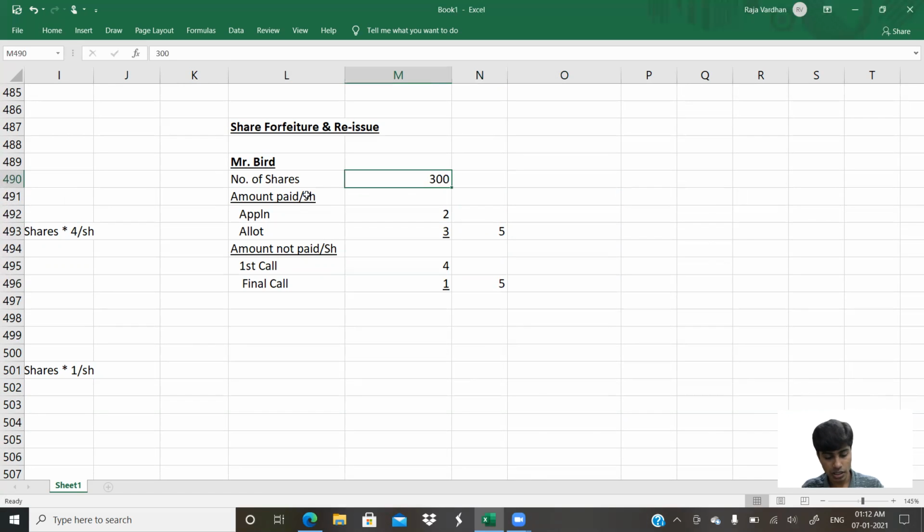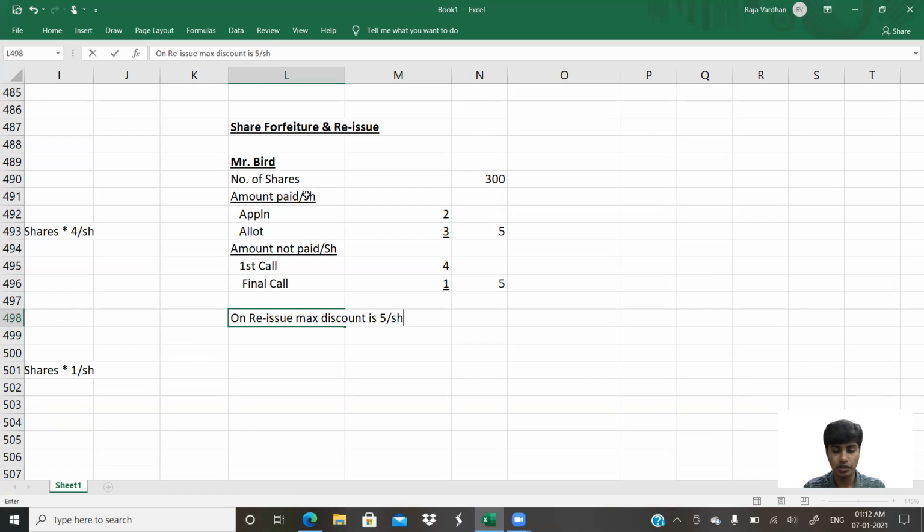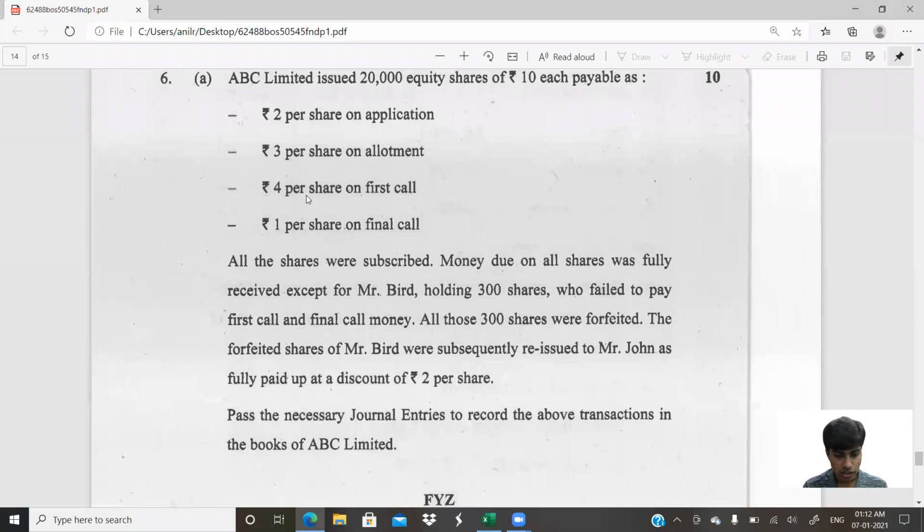So with regard to these 300 shares, we have received 5 rupees per share. And what we have not received? 5 rupees per share. So calls in arrears is 5 rupees. Amount received is 5 rupees. On reissue, maximum discount is 5 per share. 5 rupees already received, so maximum discount that you can give is 5 rupees. Let us see how much is the discount that they are giving. The forfeited shares of Mr. Bird were subsequently reissued as fully paid up at a discount of 2 rupees per share.